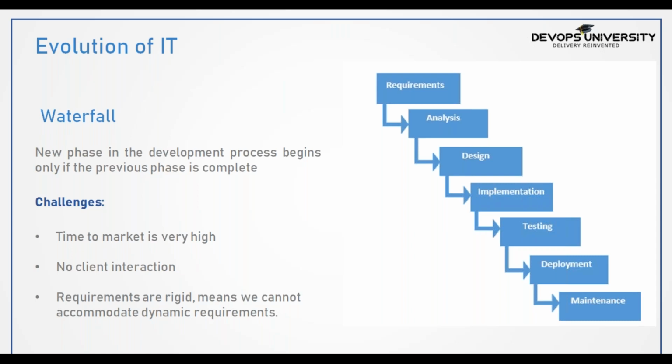But let's look at other problems with the waterfall, which is no client interaction. Which means that once the requirement gathering is completed, we never go back and check with the client again. We never have regular interaction with the client until we deliver the product. So the client is done with his job, so we will do our job for 6 months and then go back and deliver it. No client interaction in between.